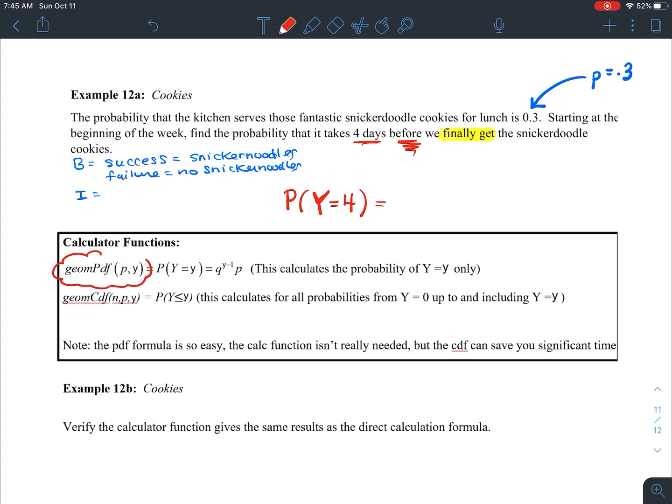Well, there is a calculator command for this, but to be honest, the geometric PDF, which is what you would be using if you were doing just an equal to problem, is really not something that you need to mess with on the calculator, because we're talking about them failing to serve snickerdoodle cookies on the first day.